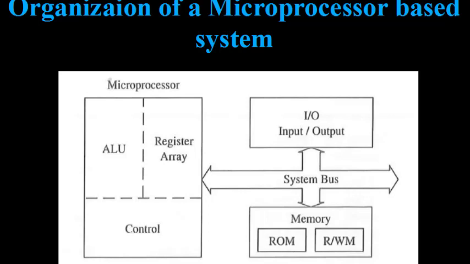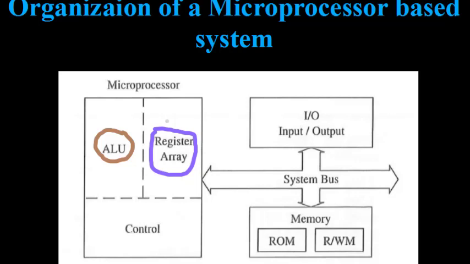The first is the microprocessor itself. So the microprocessor has first of all the ALU, which is called the arithmetic logic unit. This unit of the microprocessor is responsible for performing various arithmetic and logic operations. Then we have the register array. There are many registers in the microprocessor. These registers are used to store information temporarily, and the more registers, the more the advantage.